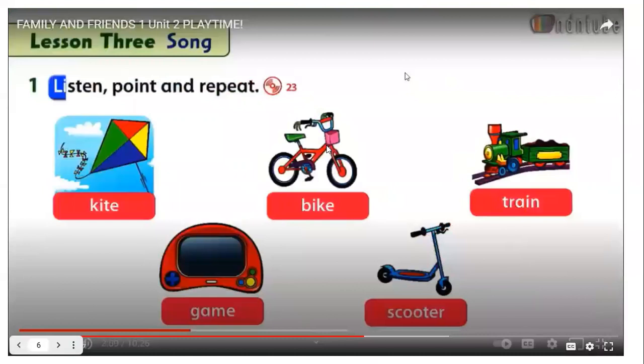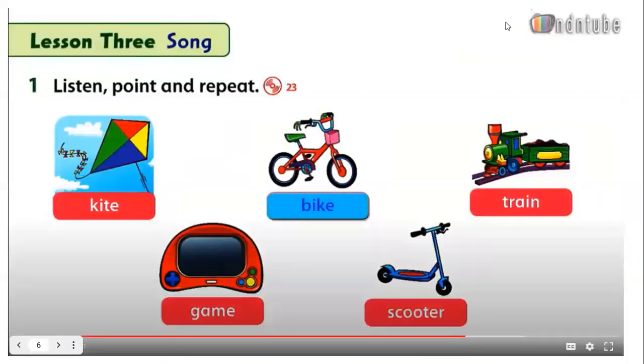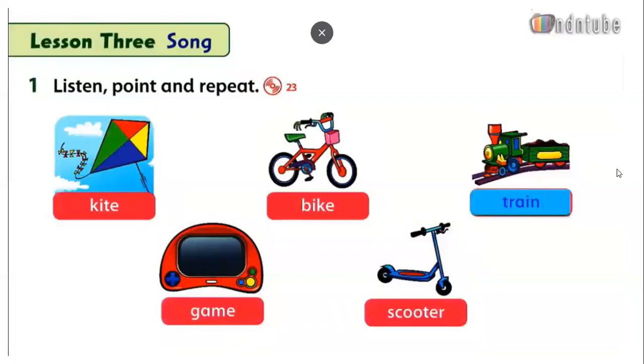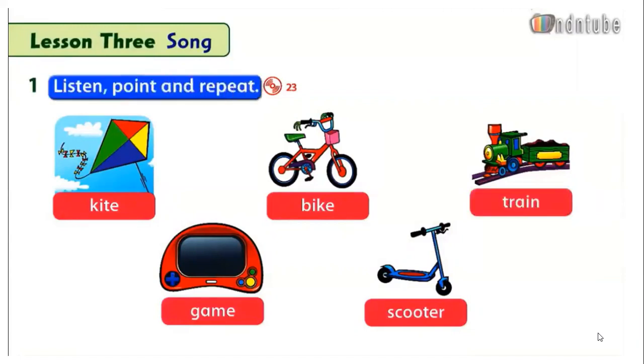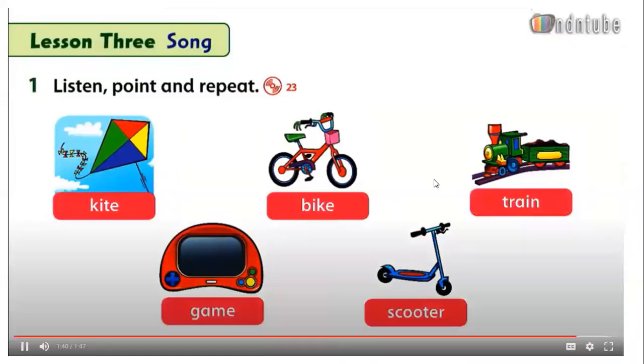Listening 23. Listen and point. Kite. Bike. Train. Game. Scooter. Scooter. bike, game, train, kite. Listen and repeat. Kite, bike, train, game, scooter.